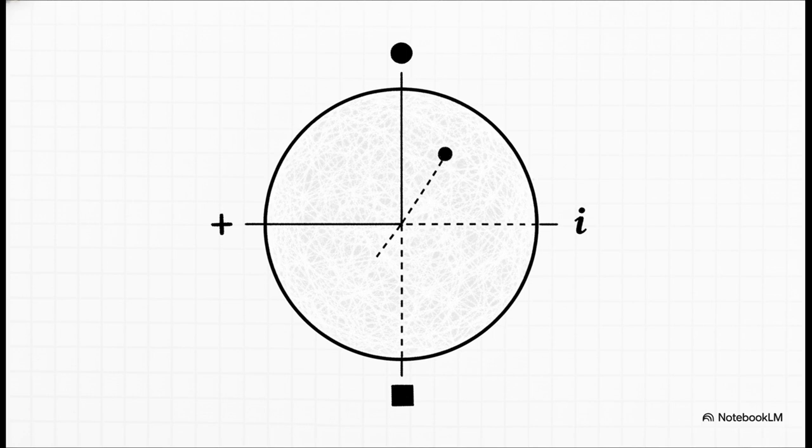The North Pole, that's our 0 state. South Pole is our 1 state. Out on the positive x-axis, we've got the plus state, and the negative x-axis holds the minus state. And then the y-axis maps our imaginary states, plus and minus i. So every state you can possibly compute just lives somewhere on the surface of the sphere. It takes all that complex math and turns it into simple geography.